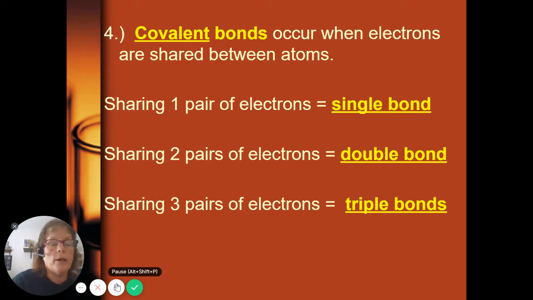So they're sharing. Sometimes they can share one pair of electrons. It's called a single bond. If they share 2 pairs of electrons, it's a double bond. If they share 3 pairs of electrons, it's called a triple bond.